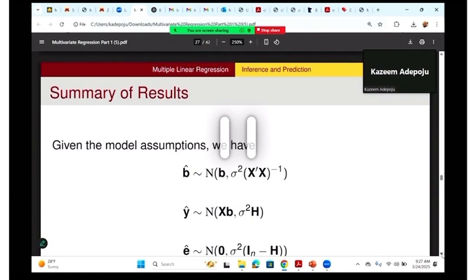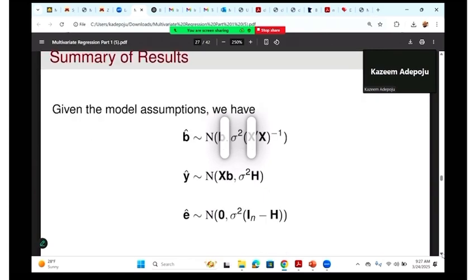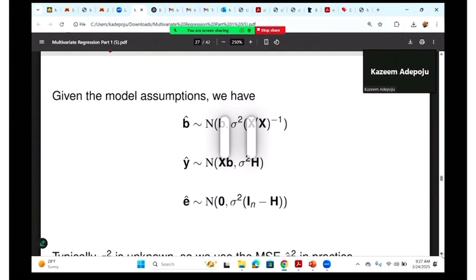Now, I want you to see the summary of results. Given the model assumptions, we have that B cap follows a normal distribution with this mean and this variance. Please pay attention. We have a lot of theoretical work today, and the moment you don't understand, I advise you to ask me a question. Now, I want to prove the first, second, and third ones. What if they ask you to prove this in an exam?